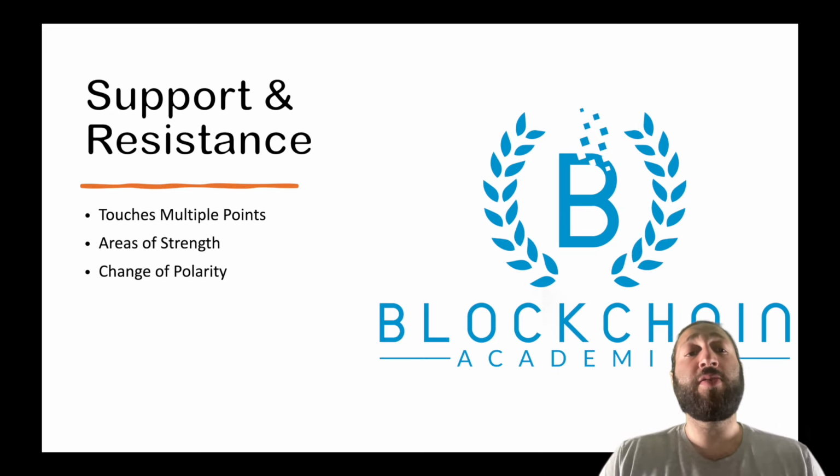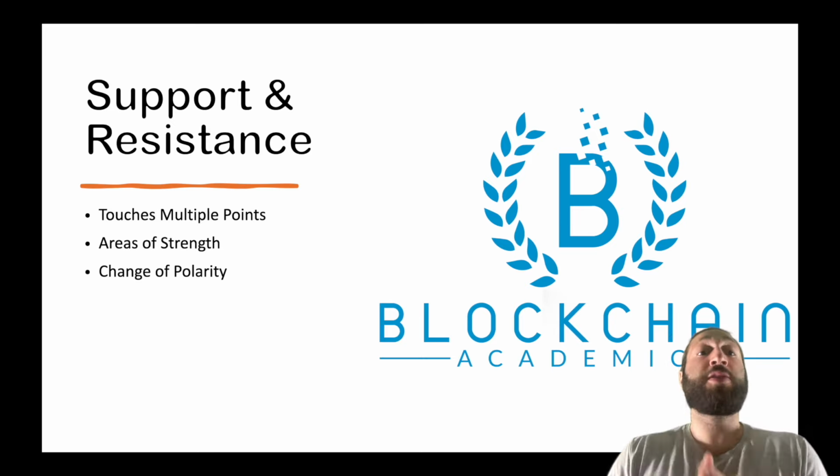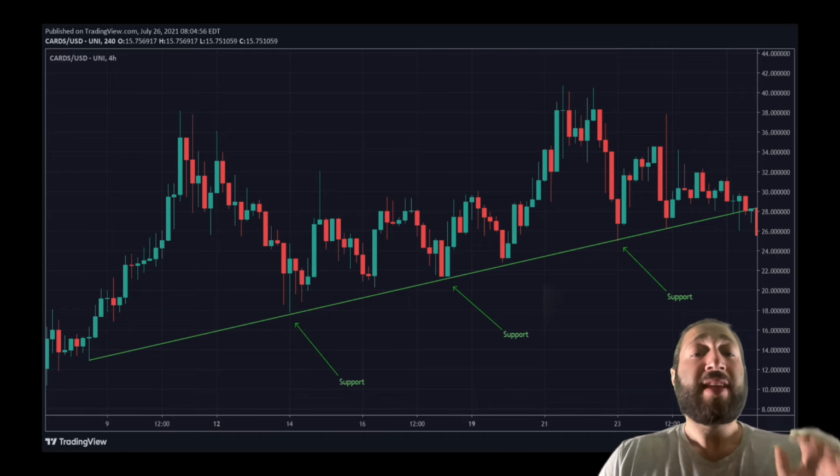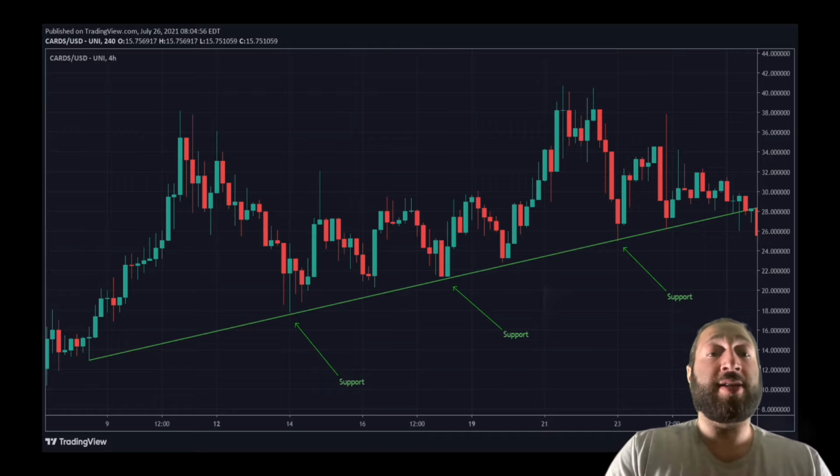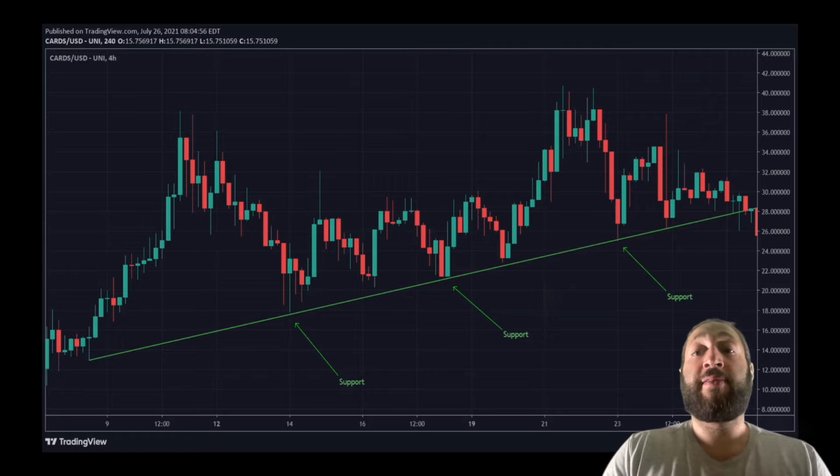We're going to go over support and resistance. We're going to look for multiple areas that touch, areas of strength, and change of polarity. Here you see an uptrend with support formed with multiple touch points. 1, 2, 3, 4. So this gives you awesome buying opportunities, and you know when this trend line breaks that it may be the end of the uptrend.